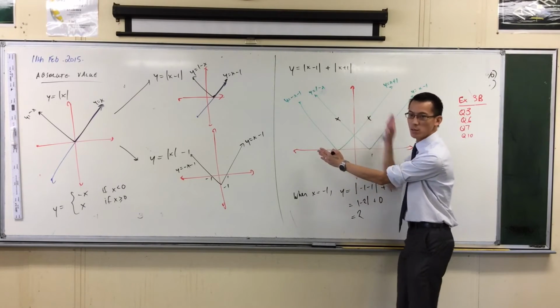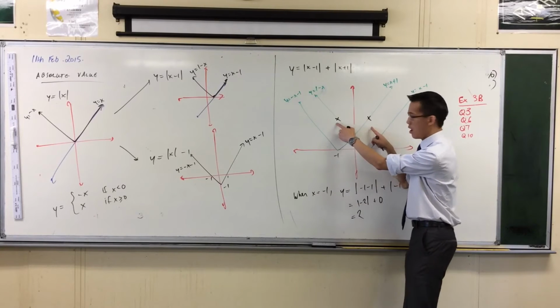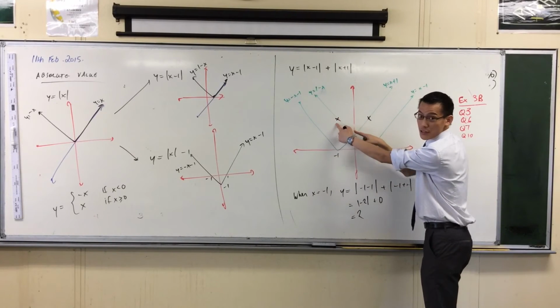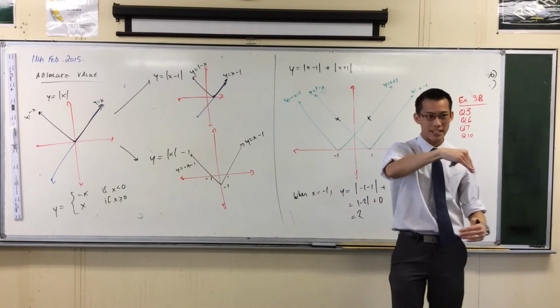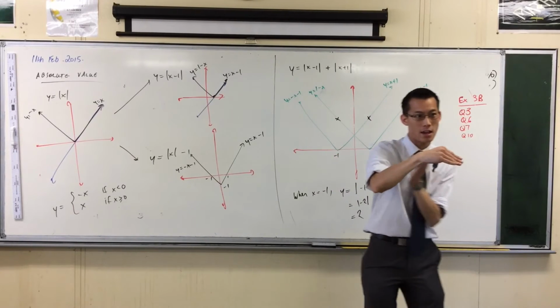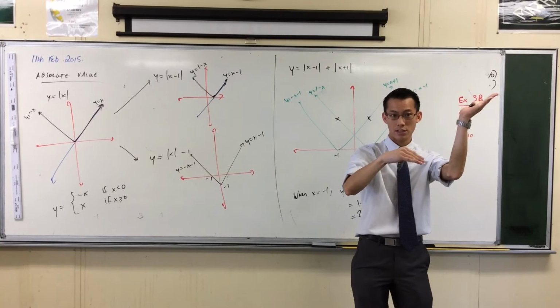What's happening in this middle section between here and here? One graph is going down. It's decreasing. The other graph is increasing. And one's decreasing at exactly the same rate that the other one is increasing. Okay, so let me give you a picture.